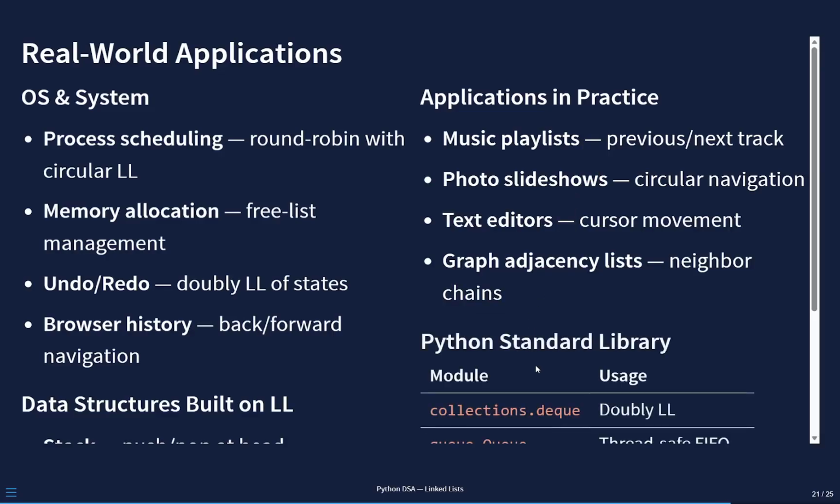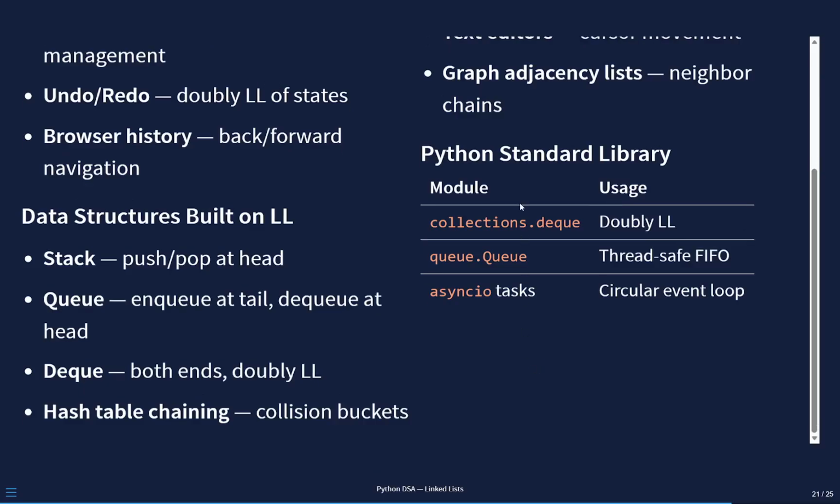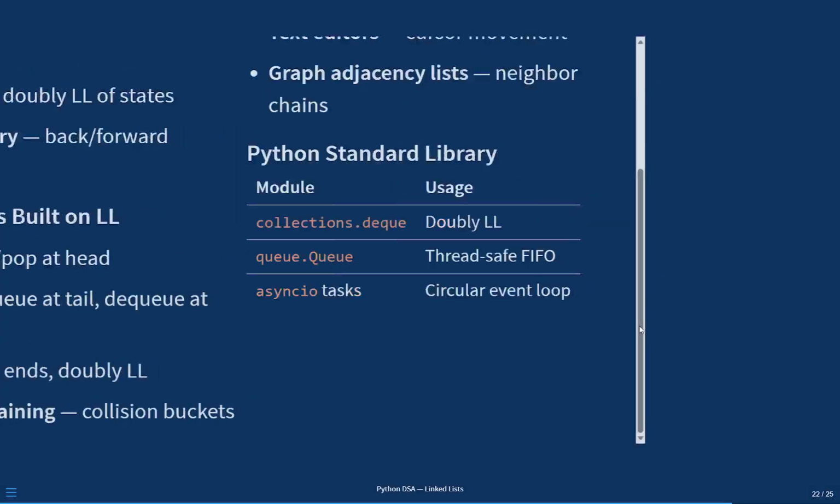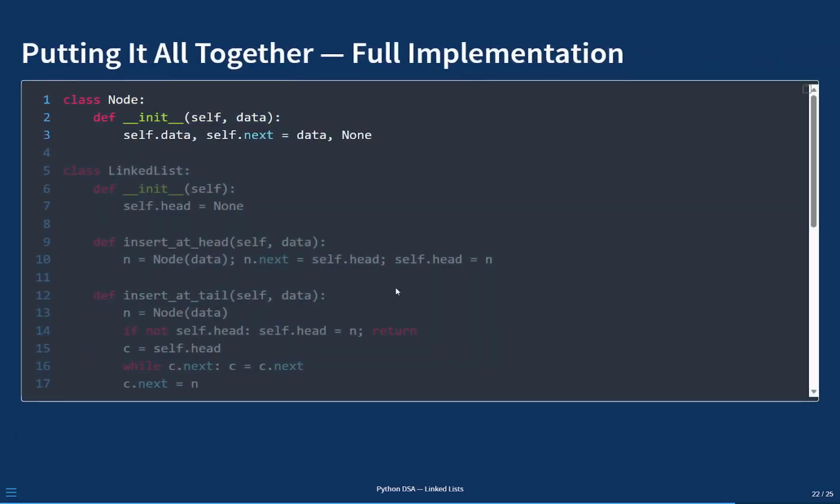Click. In the Python standard library specifically, collections.deque is a doubly linked list, queue.Queue wraps it for thread-safe FIFO, and Python's asyncio event loop cycles tasks using a circular structure. Next, let's bring everything together in one clean, compact implementation.